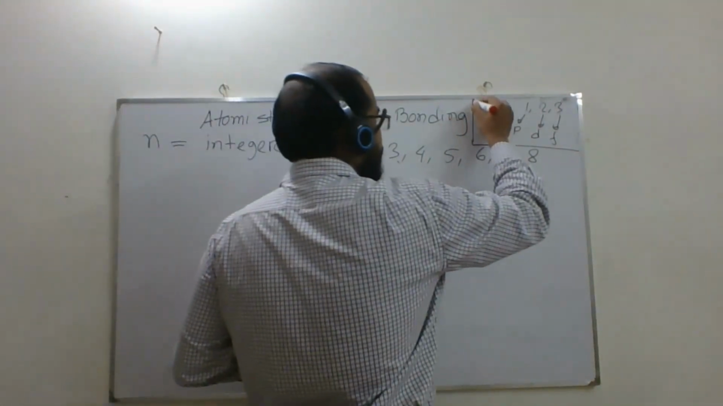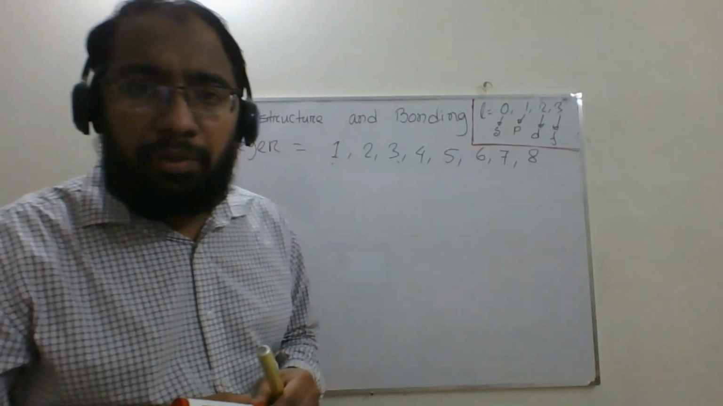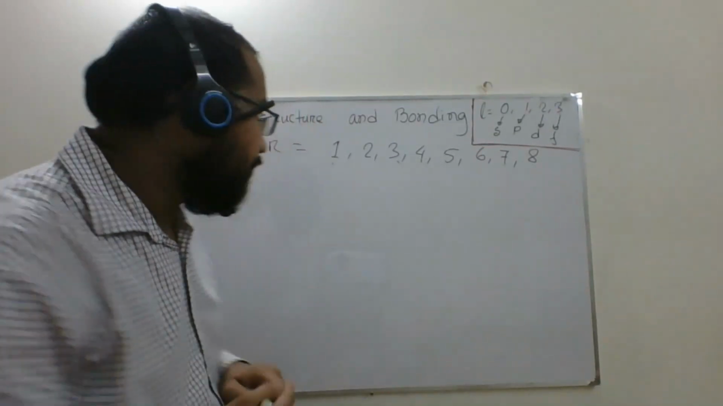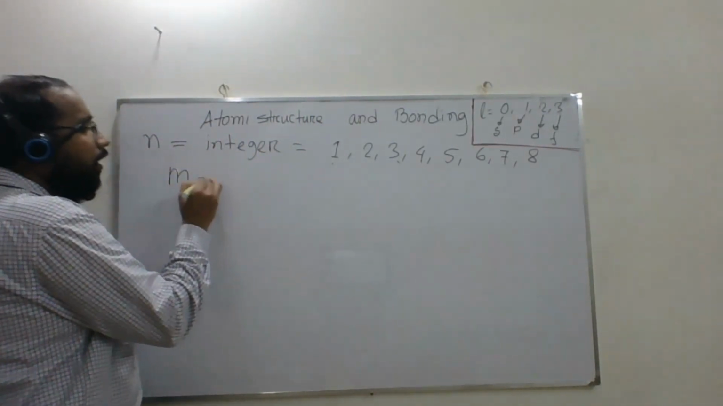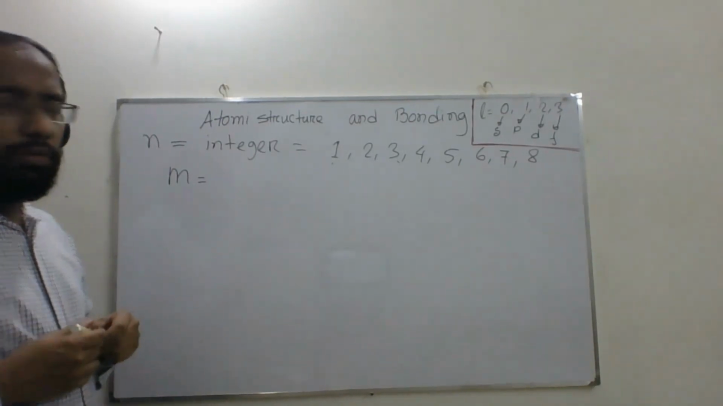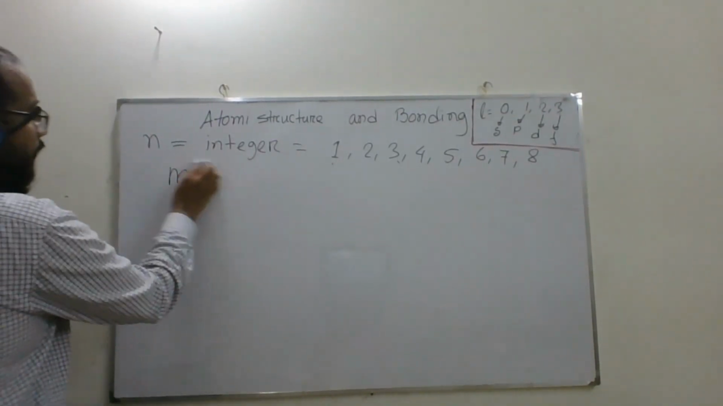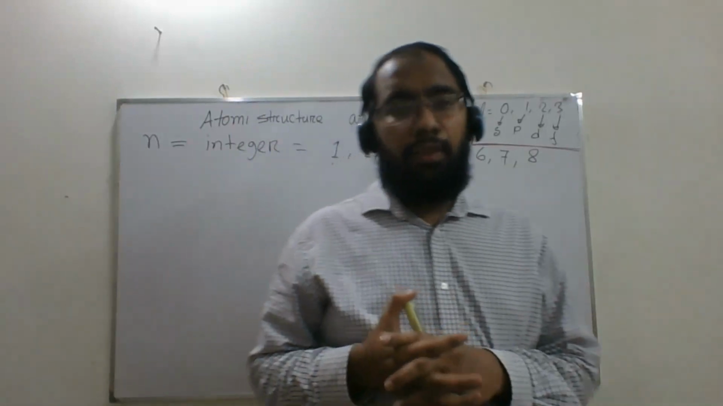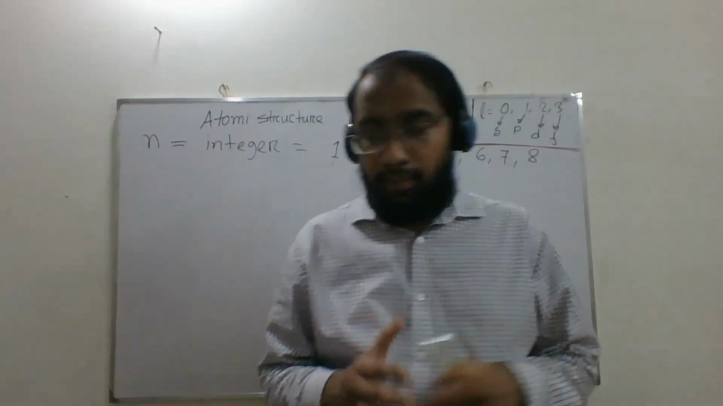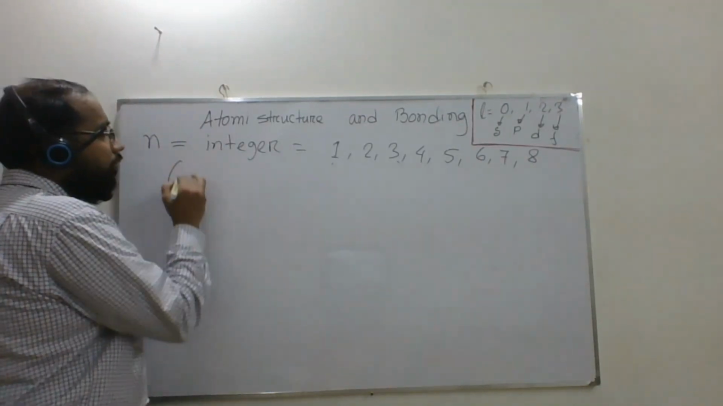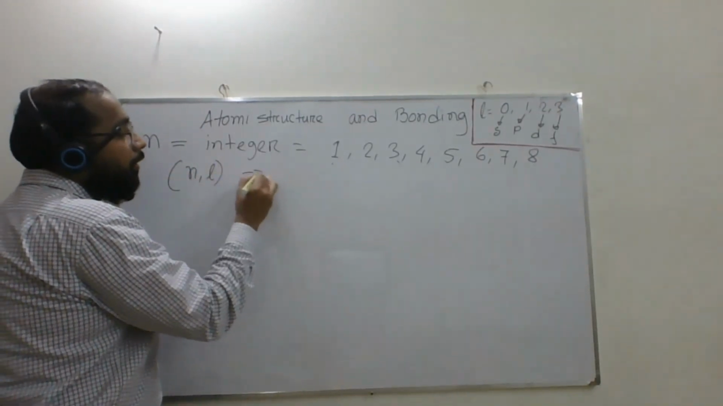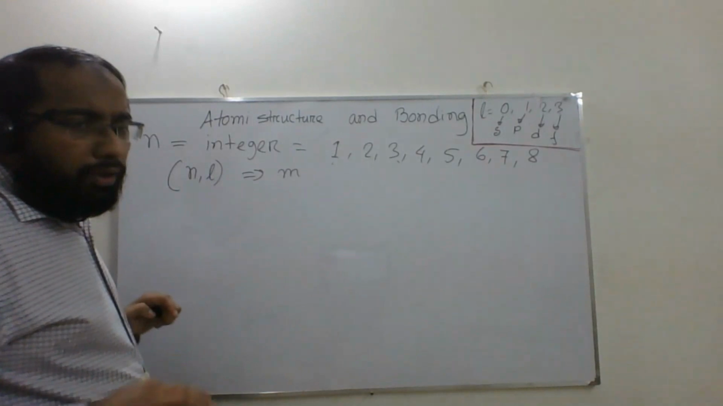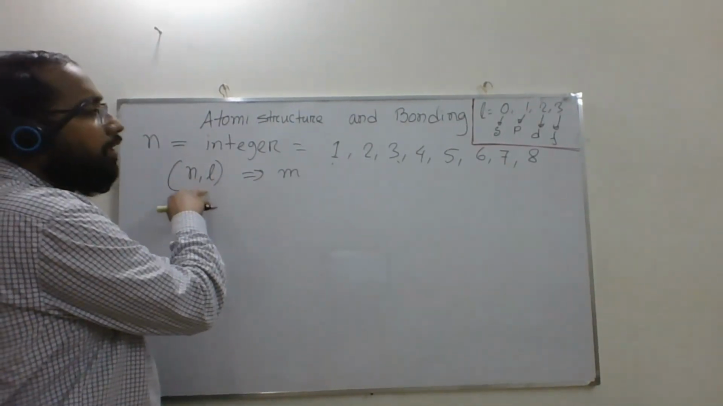Now we have the third quantum number. What is the third quantum number? It was the magnetic quantum number, m. Now the value of magnetic quantum number, or m, we always obtain in a set, like a set in algebra. So this is like a set, n and l. Thus every set of n and l values will yield an m value. So that means the value of m largely depends on the set of n and l values.